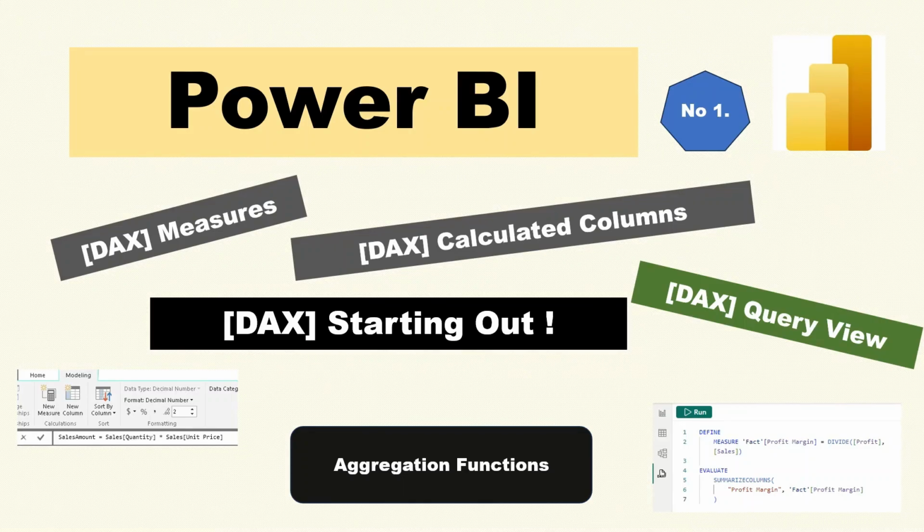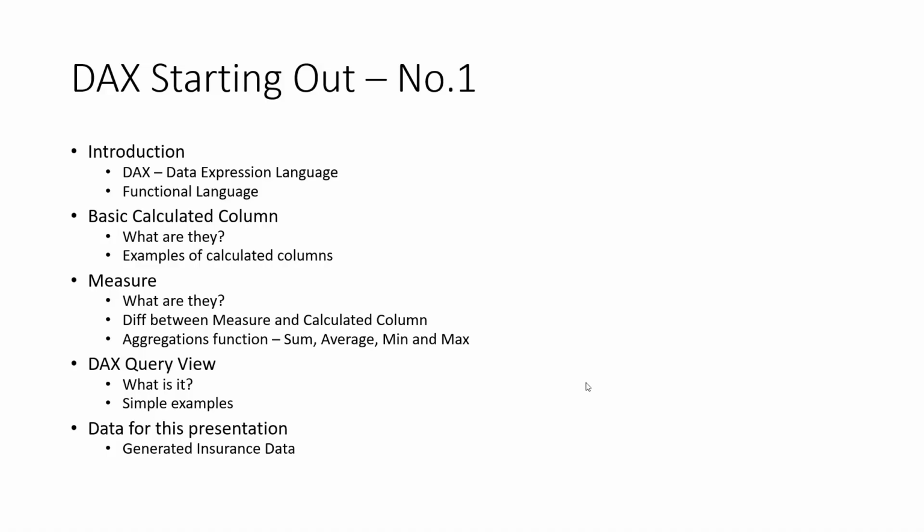In this series of DAX starting out, we look at some simple aggregation functions we can use in measures, simple DAX in calculated columns, and the new DAX Query View. What is DAX? DAX stands for Data Analysis Expressions and is a formula language used in Power BI, PowerPivot, and tabular models to create calculated tables, calculated columns, measures, and be able to query the data model.